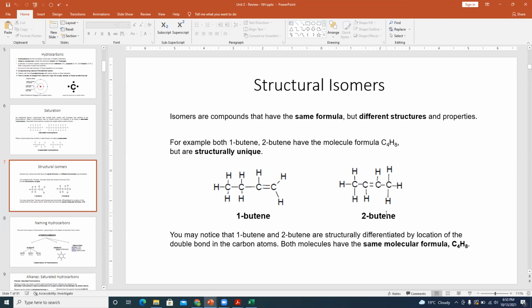The two are structurally different. So they're structural isomers. The structure is different, but they have the same molecular formula, C4H8. Both of these are C4H8, but one is a 1-butene, one is a 2-butene.